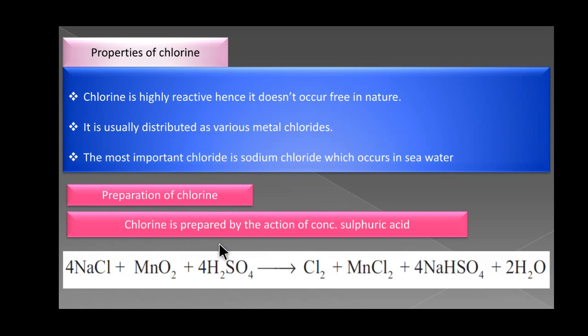And the preparation of chlorine. Chlorine is prepared by the action of concentrated sulfuric acid with a metal oxide, which is manganese dioxide. Sodium chloride is a source of chlorine. Sodium chloride treated with sulfuric acid and manganese dioxide gives chlorine along with other products. So NaCl, manganese dioxide, reacting with sulfuric acid will produce chlorine as the main product.